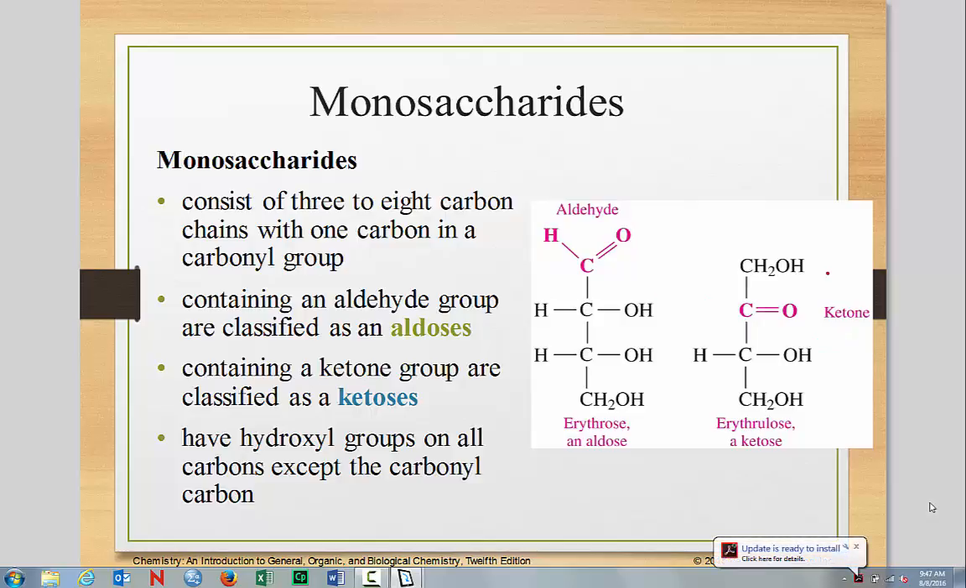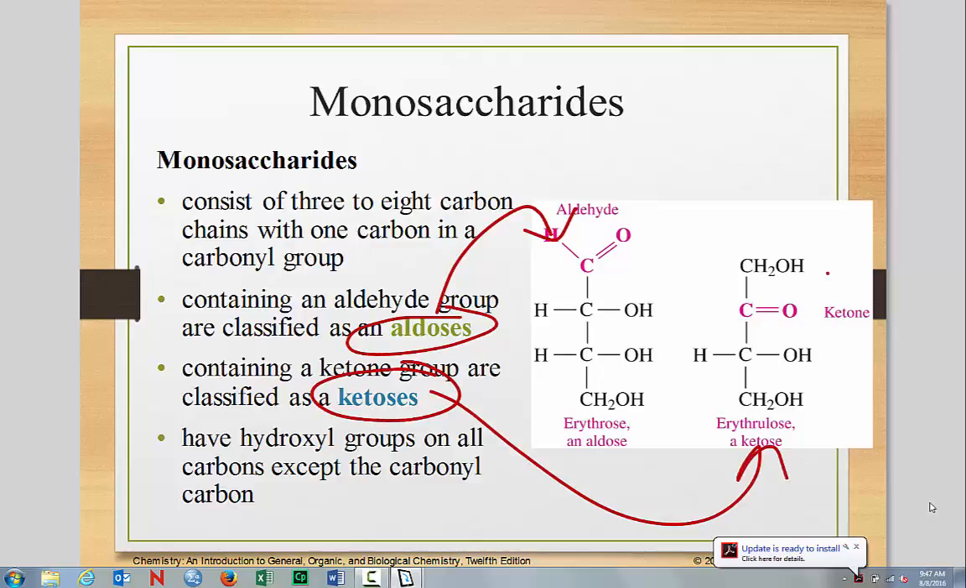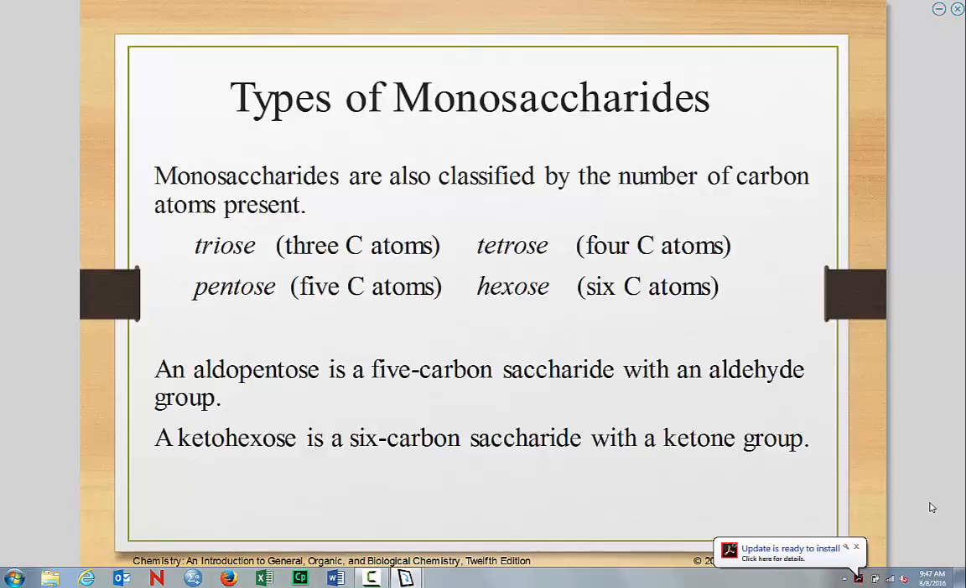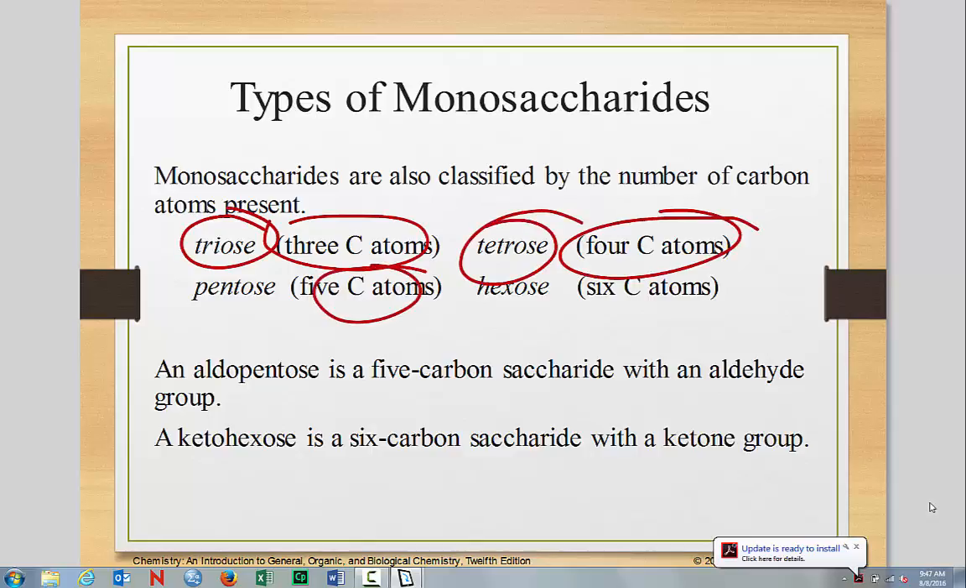These can be aldehydes, which are called aldoses, and ketones, which are called ketoses. All the other carbons have this OH group on them, or hydroxyl group. Monosaccharides are also classified by the number of carbon atoms inside of it. So for instance, if there's 3 carbons, it's called triose. If there's 4 carbons, tetrose. 5 is pentose. And 6 is hexose.